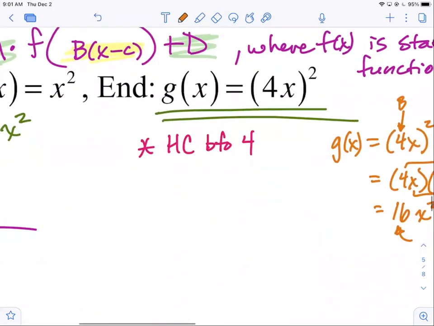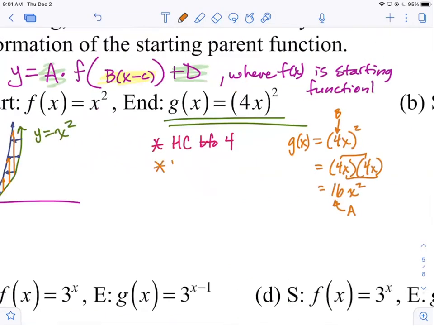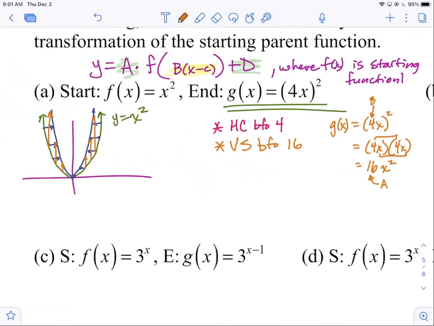It's an A value. It's multiplied outside the square function now. So that's an A value, which is going to be equivalently a vertical stretch by a factor of 16. So if you start with x squared, you can get the graph of g of x two different ways. You can horizontally compress it by a factor of 4, or you can vertically stretch it by a factor of 16. They're both going to give you the exact same graph.